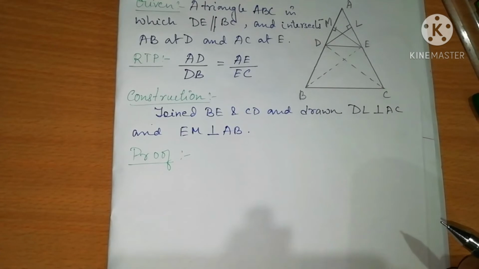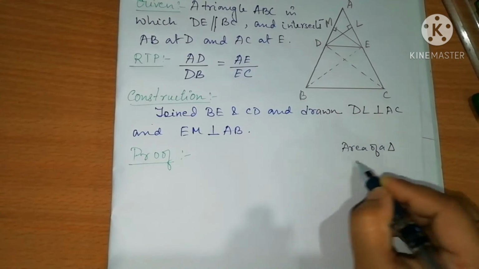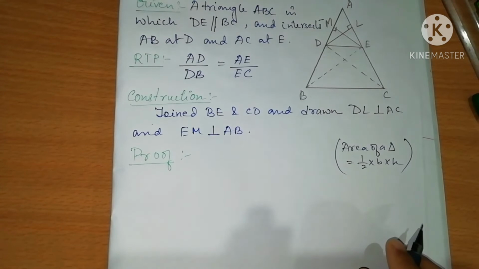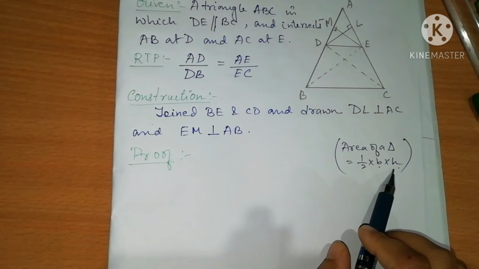To start the proof, we need to recall the area of a triangle. Area of a triangle is half into base into height. To find the area, we need the base and we need the height. Height is the same thing as perpendicular or altitude, and we know the altitude can be outside a triangle.